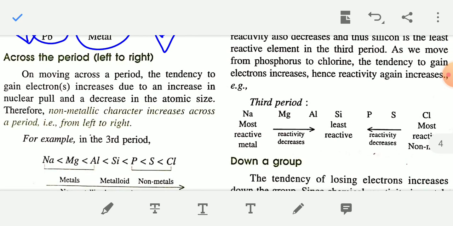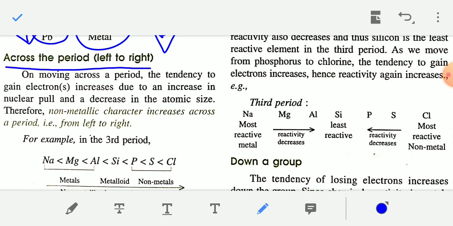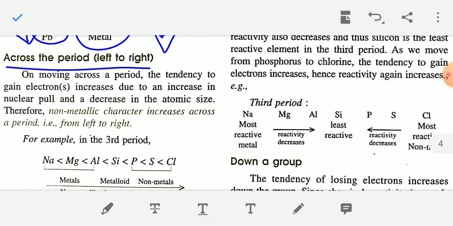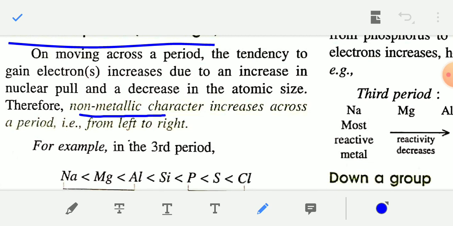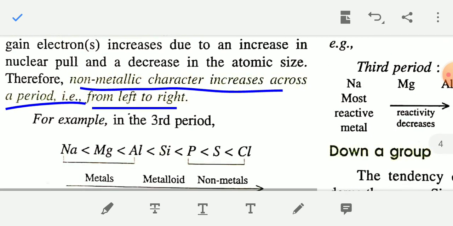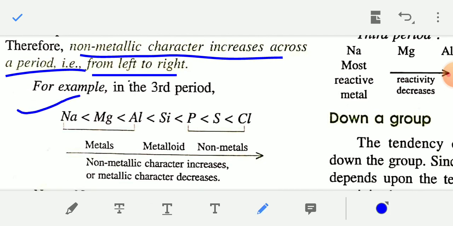And across a period, that is from left to right, size decreases, so the tendency of gaining electrons increases. So non-metallic character increases across a period, from left to right. For example, the third period elements are sodium, magnesium, aluminium, silicon, phosphorus, sulfur and chlorine. And you know atomic size decreases from sodium to chlorine.